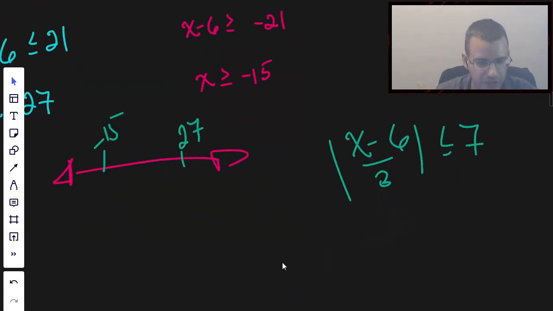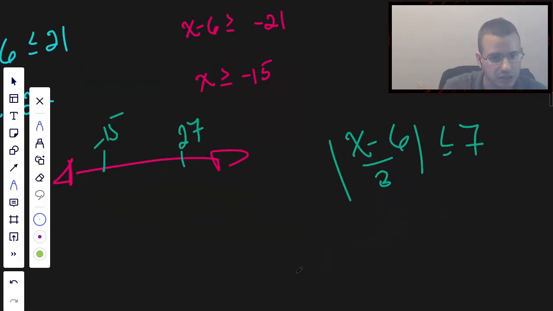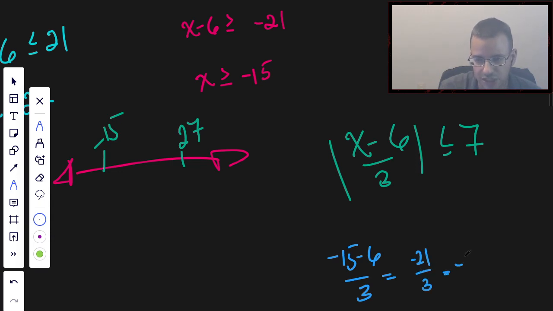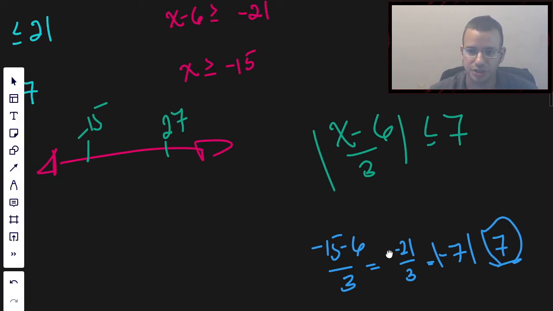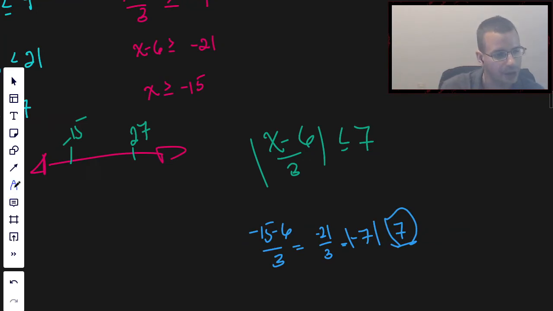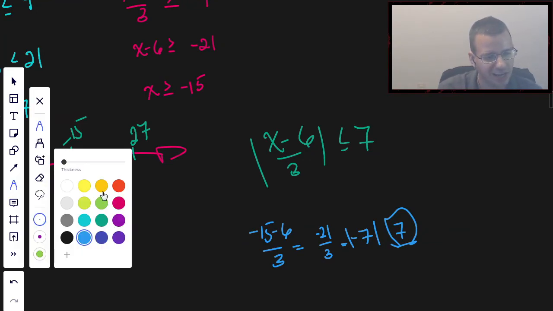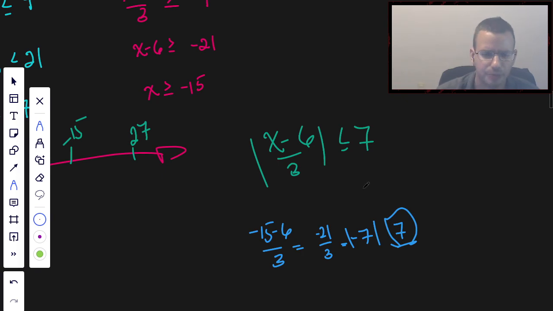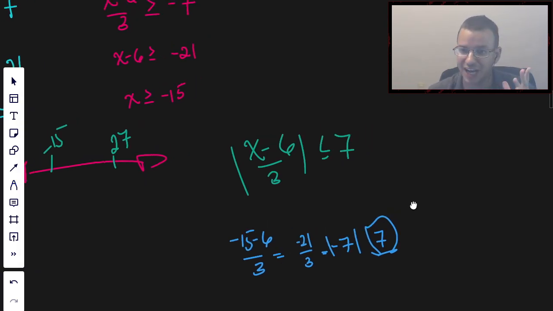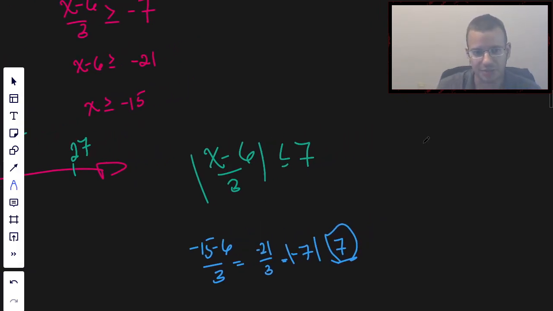So if we plug in negative 15, negative 15 minus 6 over 3, negative 15 minus 6 is negative 21 over 3, which is negative 7. Absolute value of negative 7 is 7. 7 is less than or equal to 7. So that works. Now we'll try the other side just to be sure. I like to check things when I get time. If I'm crunched for time, some sort of timed evaluation, then I'm just like, probably right, and I wing it.